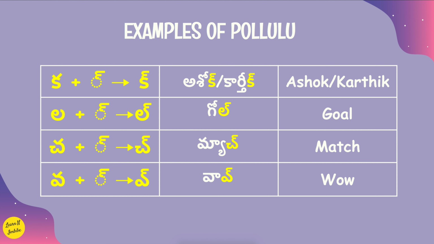K plus uk, Ashok or Karthik. I hope you're getting the sound that I'm pronouncing. Ashok, Karthik, which are the names. L plus Pollu, Gol, G-O-A-L, goal. You all know it. Ch plus Pollu, Ch, match, which is a match. V plus Pollu, V, wow.